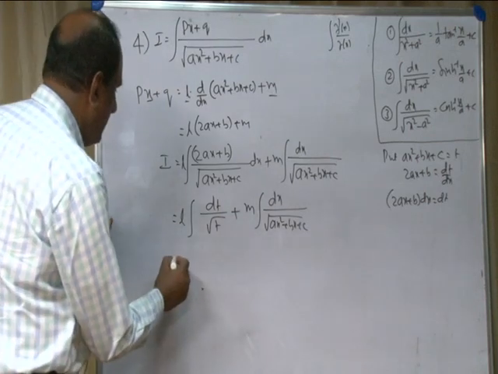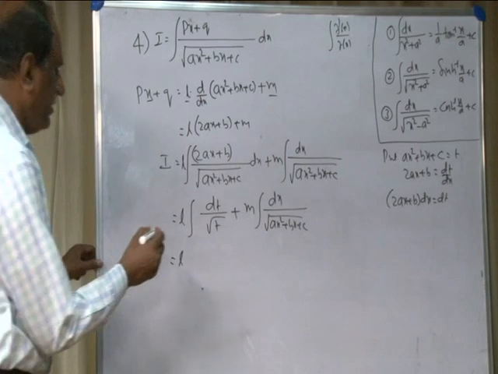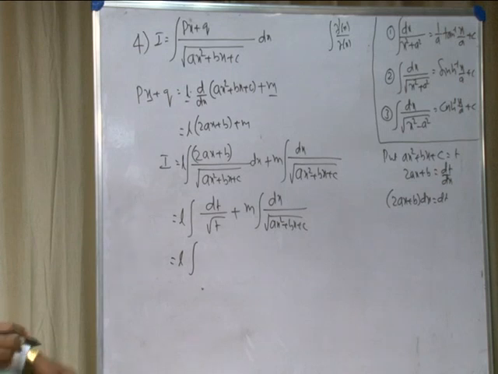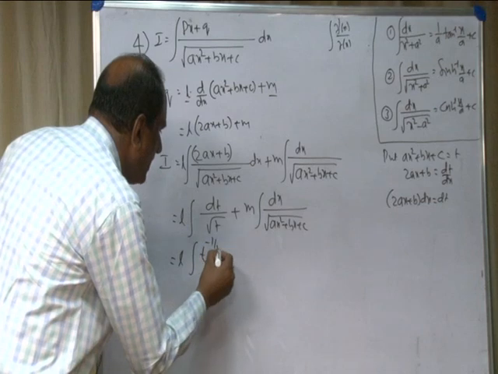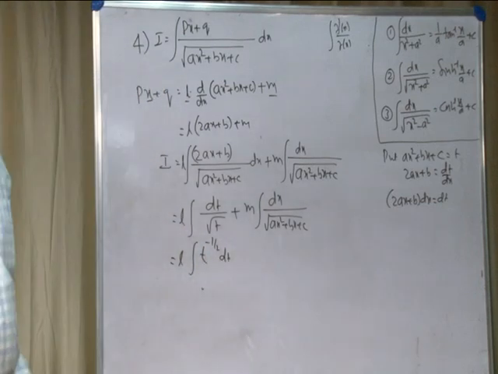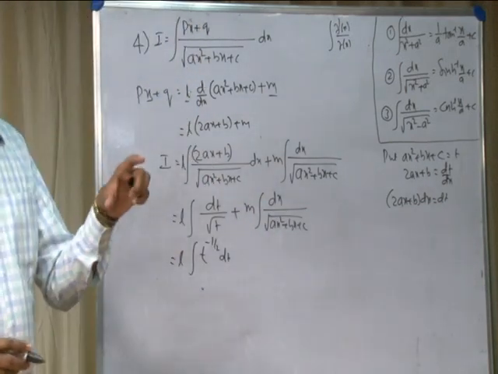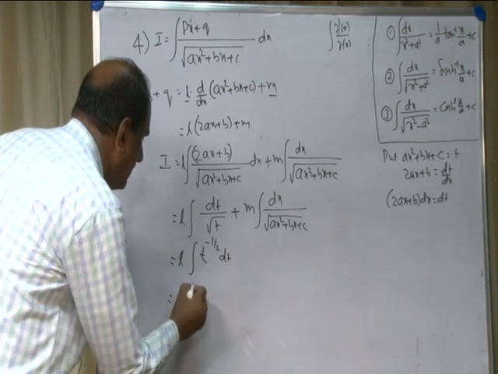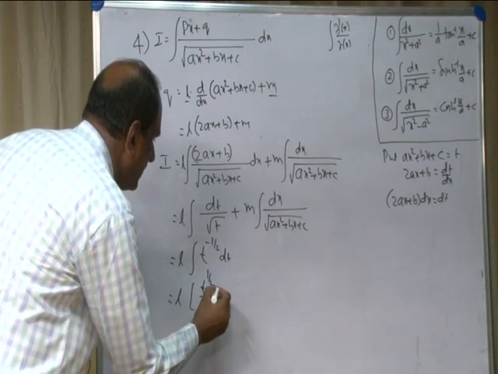Now, see here, L into dt by root t. How to integrate dt by root t? Root t means t to the power half in the denominator. So take t to the power half to the numerator, which becomes t to the power minus half dt. This second integral can be evaluated using the 7 standard forms of integrals. Now, this can be written as L into the integration of t to the power minus half, which is t to the power half by half.